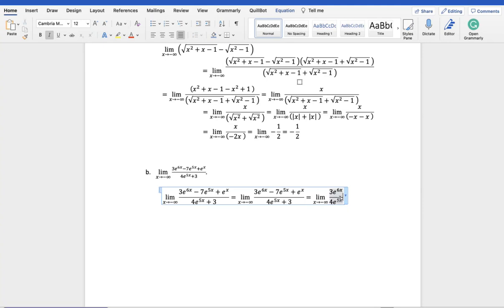So when you do that, you have e to the 6x, which can simplify with e to the 5x in the denominator, right?